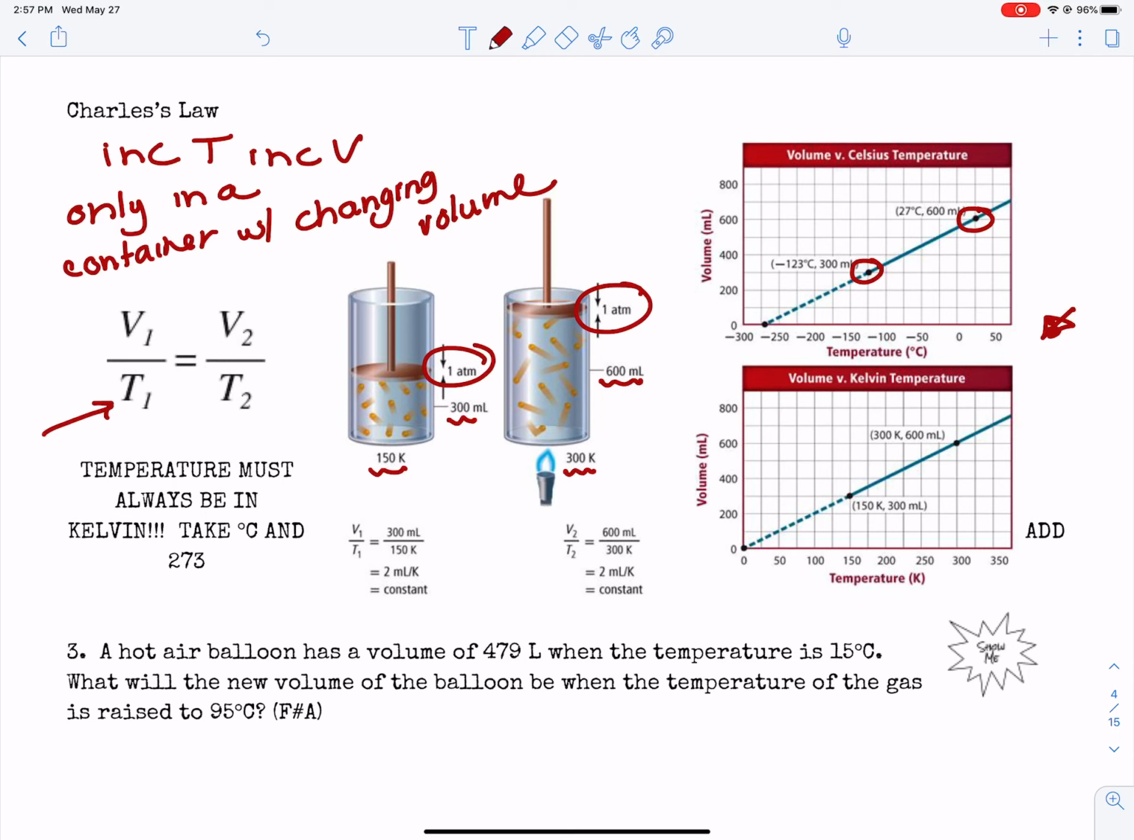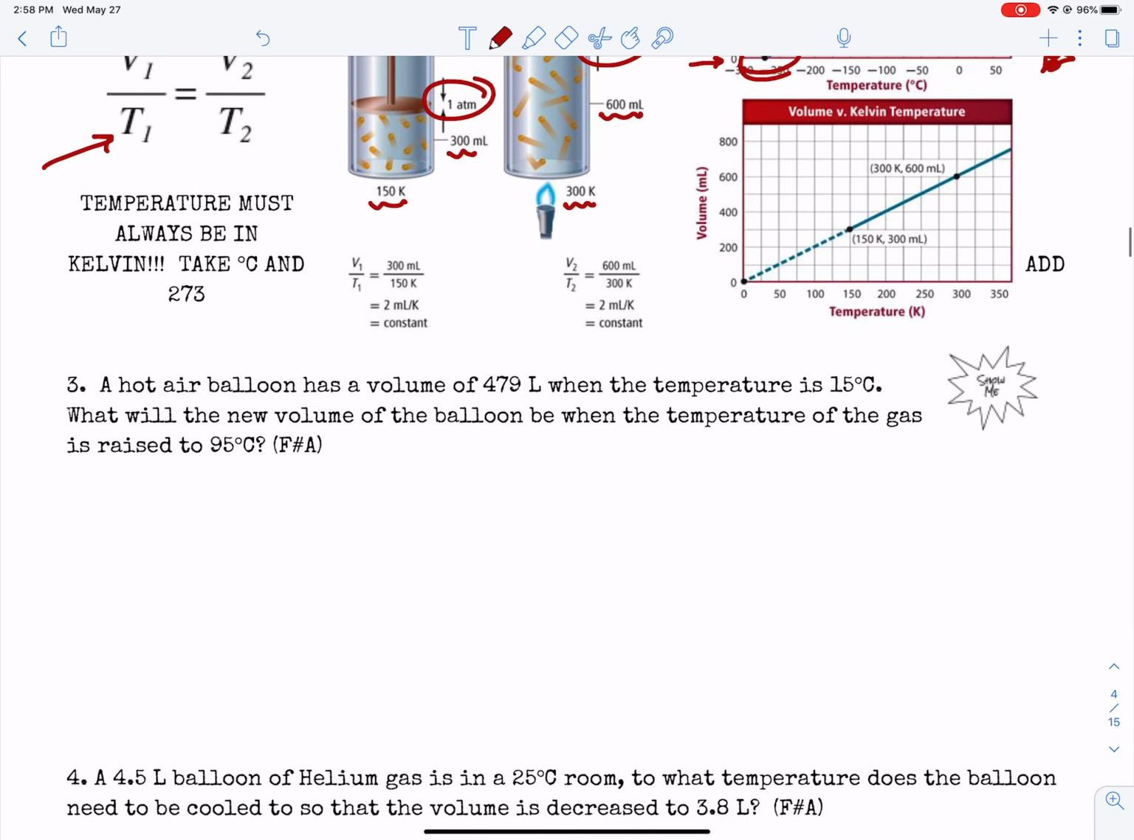Because absolute zero is the temperature when there is literally no temperature, no kinetic energy, no movement of the molecules. Well, that corresponds with zero volume. And you can see where that would be, negative 273 right there.